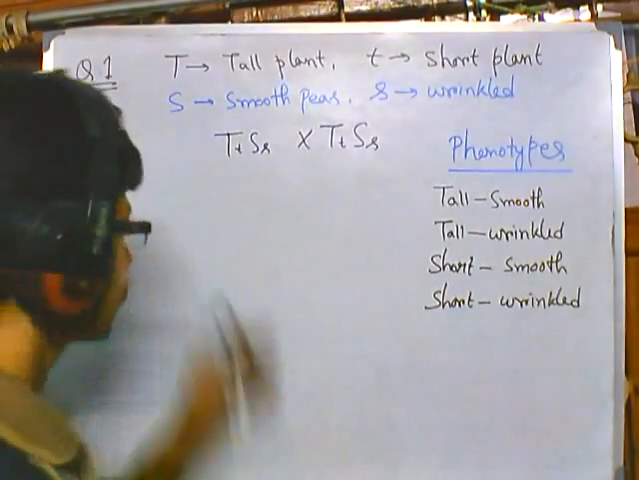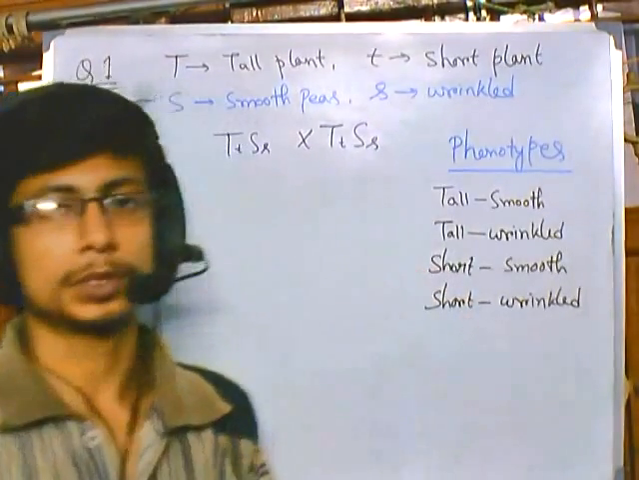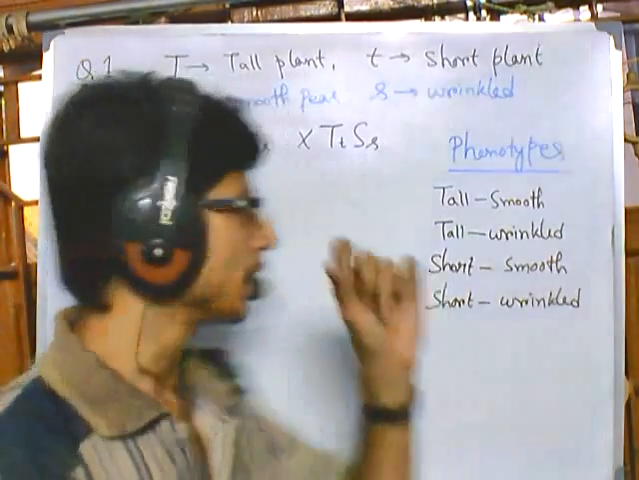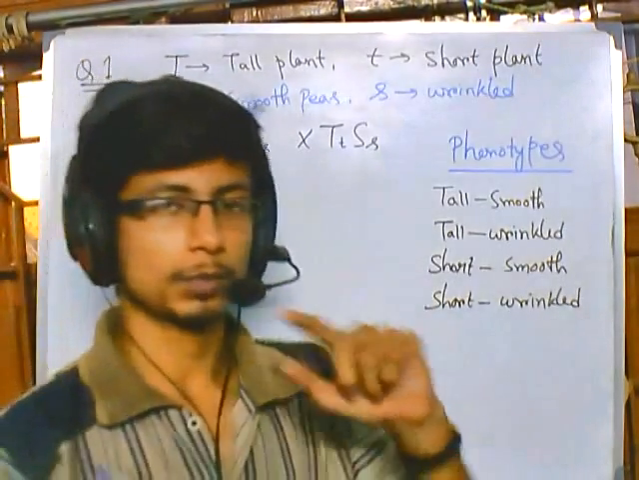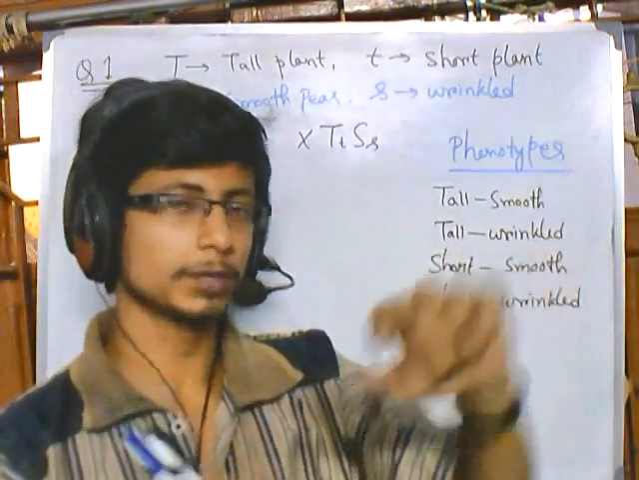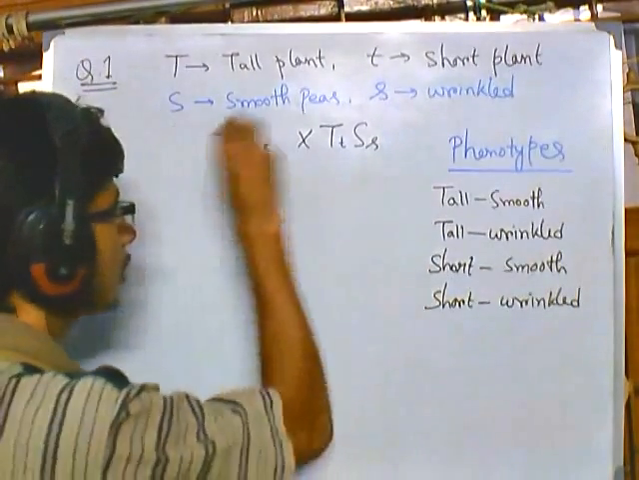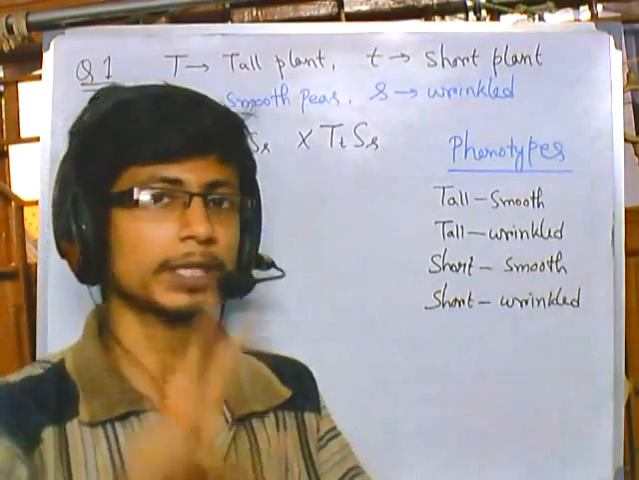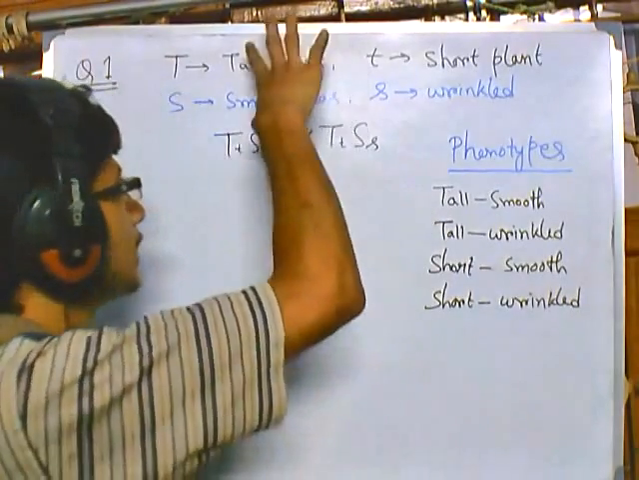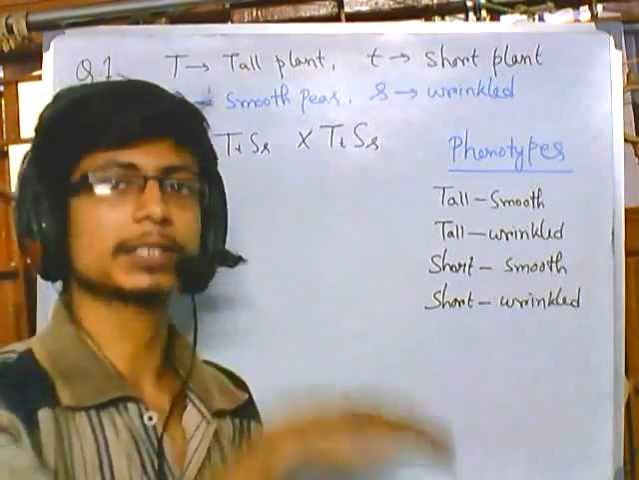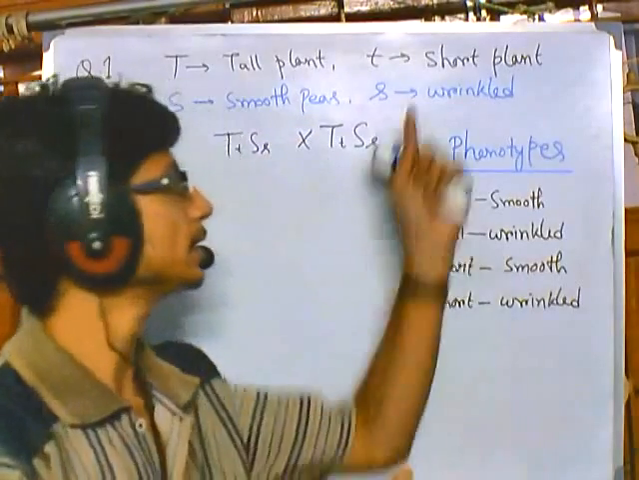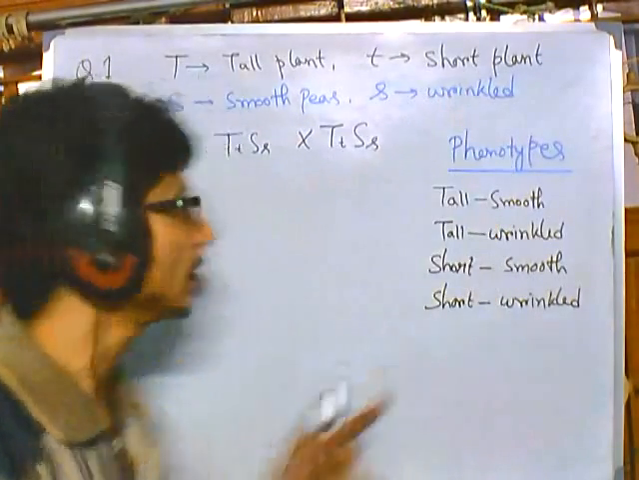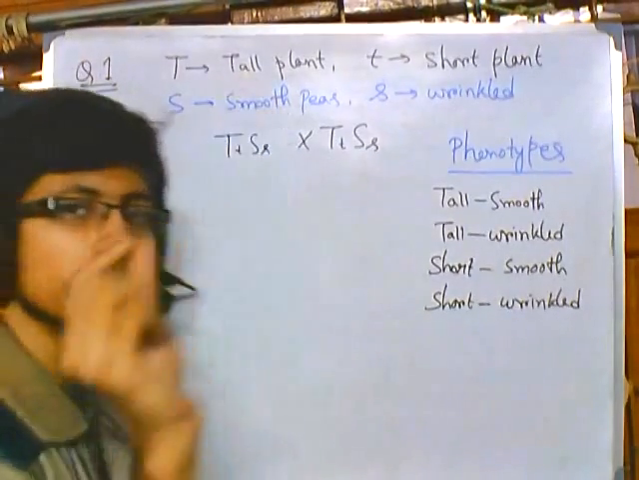Now our approach will be different, right? It's a probability approach. In this probability approach, how we are going to solve the question is, we will take each of the characters, each of the traits, and we'll be looking. Here there are two traits involved. One is the length of the plant, so it is tall or short. Another one is the type of seed, smooth or wrinkled. So here we'll be taking each of them individually.